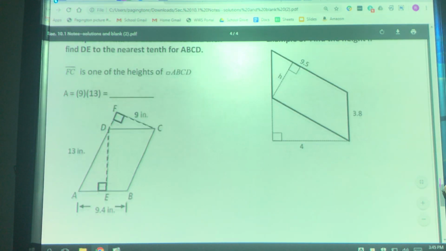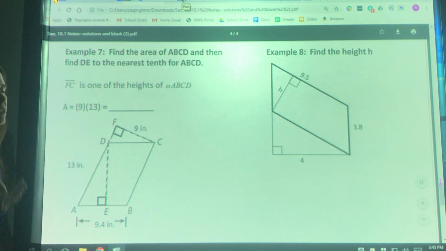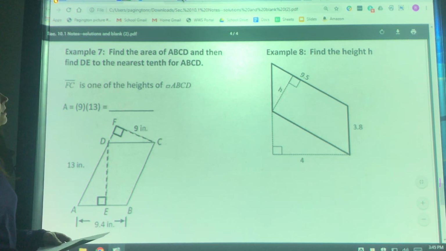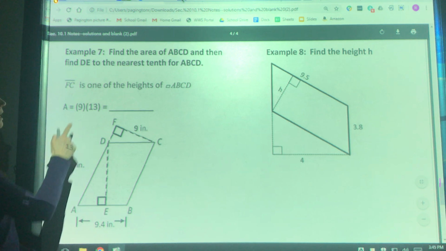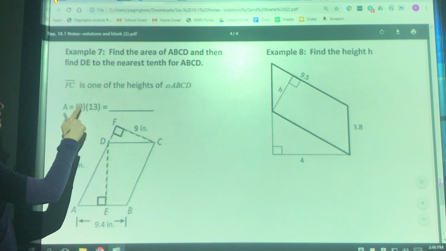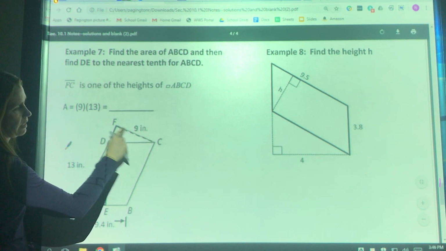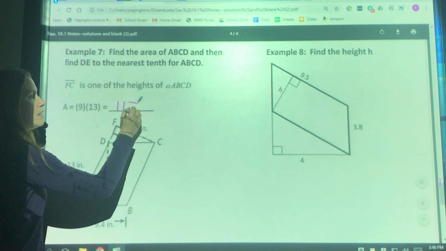Okay, so these can be a little trickier for people just because there's multiple steps to it. But again, plug in what you know, solve for what you don't know. So number 7, it says find the area of ABCD and then find the measure of DE to the nearest tenth for ABCD. And it says that segment FC is one of the heights of the parallelogram. And they're showing me here that the area is equal to 9 times 13. So they kind of helped give me a start here. We're seeing here is the 9, which is the height, and the base that we're dealing with here is this DA, which is 13. And 9 times 13 is 117.